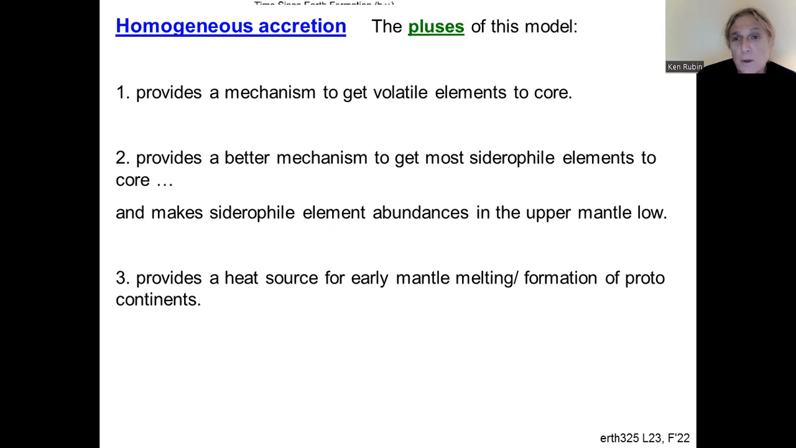Okay. So the positives of this model are that it provides a way to get volatile elements all the way into the core, right? Because it's relatively cool. It provides us a better mechanism to get many of the siderophile elements, the iron-loving elements that were dissolved in the matrix of the original chondritic material, extracted out of the silicate and into the core. And it provides a heat source for early melting, for the formation of early proto-continents that are associated perhaps in time, based on the zircon evidence I was showing you a few slides ago, with formation.